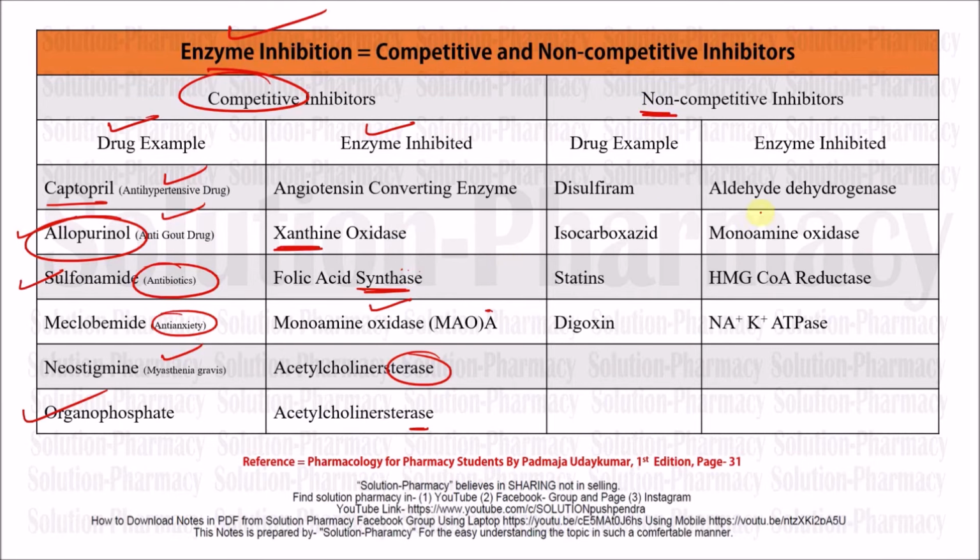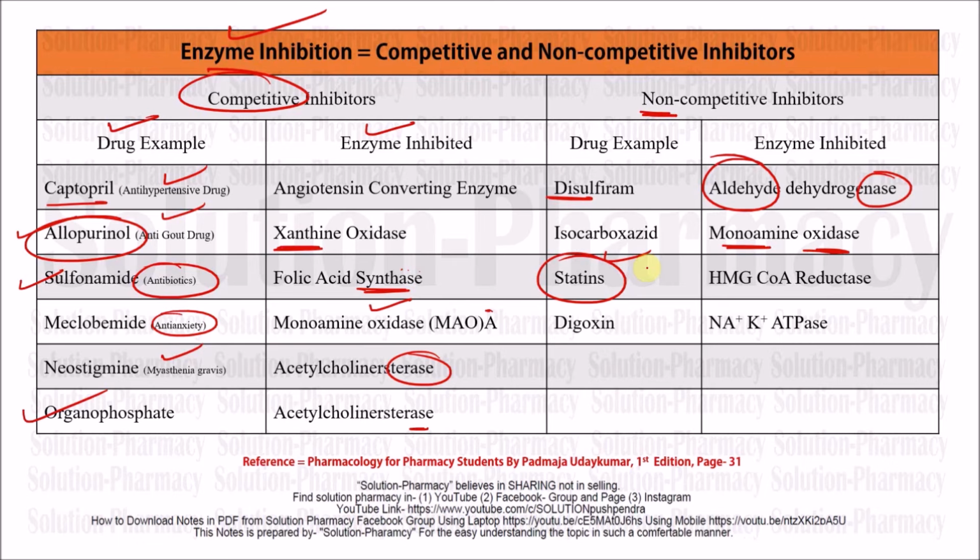This disulfiram affects the enzyme aldehyde dehydrogenase. We have studied this aldehyde dehydrogenase. This is an example of a non-microsomal enzyme. As you can see, ASE at the end of the name, all are enzymes on the right side of the table. Next one is isocarboxazid. This affects monoamine oxidase, as we have studied previously. Next one is statin. This is another important drug used under the category of antihyperlipidemic agents.